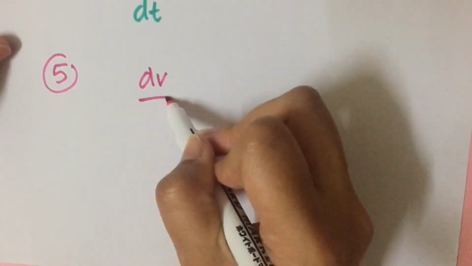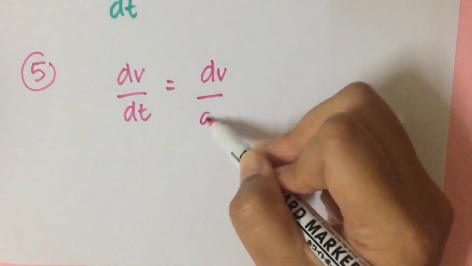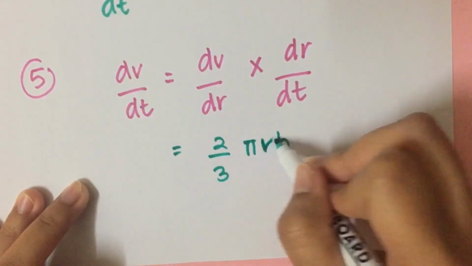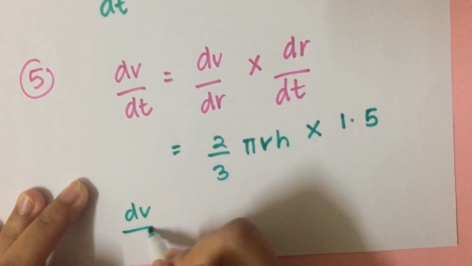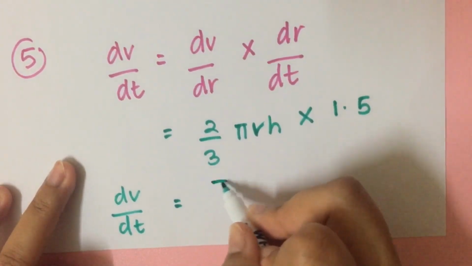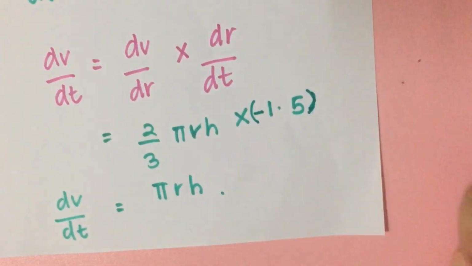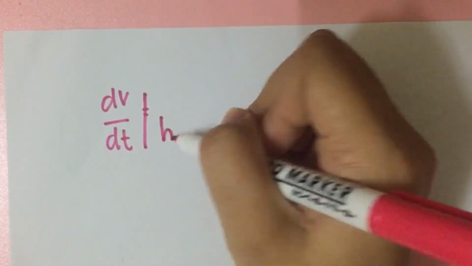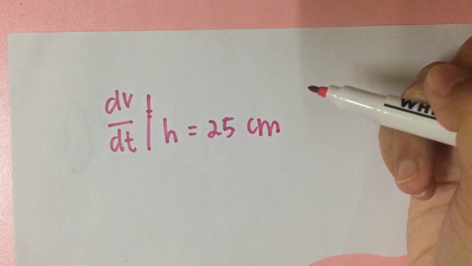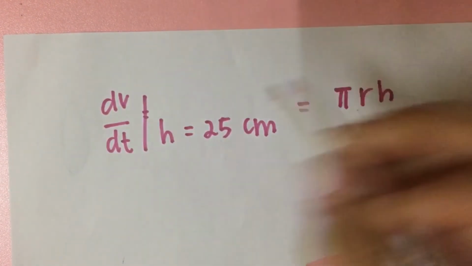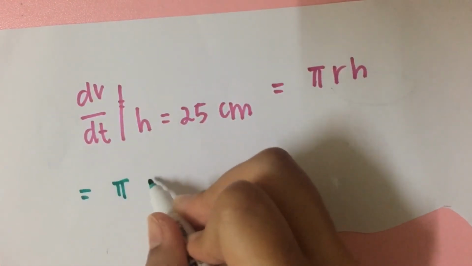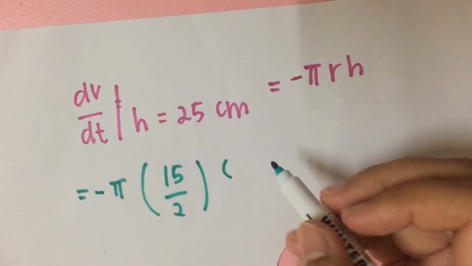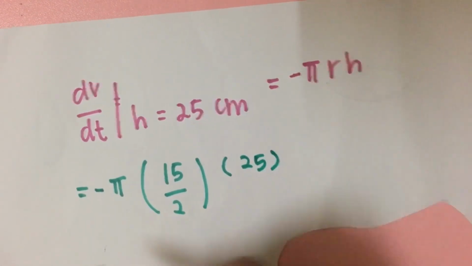We know that to find the rate of change of volume with respect to t, we have to multiply dV/dr with dr/dt. So we put all the values that we already found to make it the simplest form. Lastly, we can find the rate of change of volume with respect to t when h equals 25 cm. For the value of r, we put 15/2, and for h, we put 25.